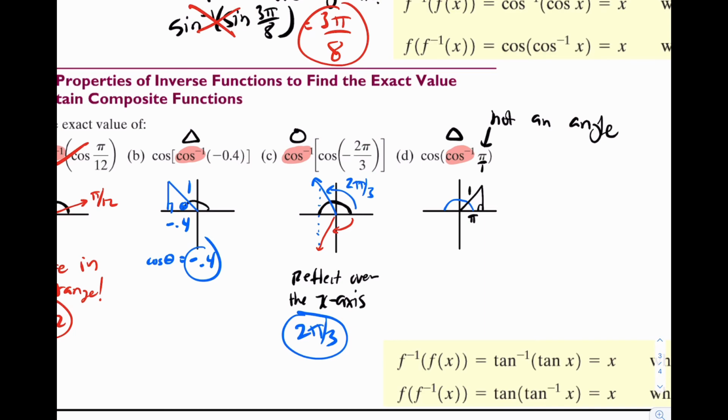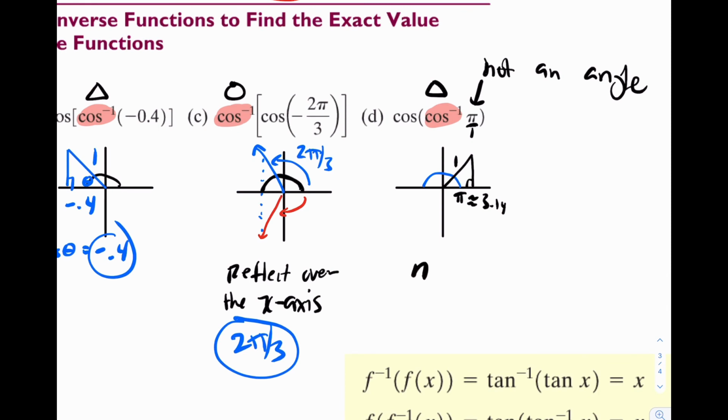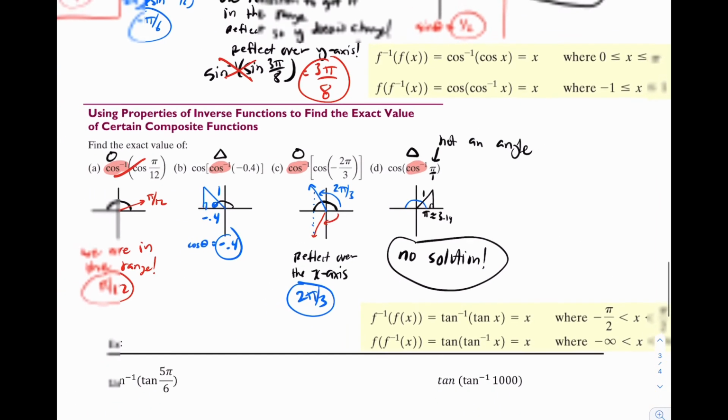So from here, that should be enough information, right? We know pi is about 3.14. So hopefully you're realizing this is impossible. This is no solution. And there we have it.